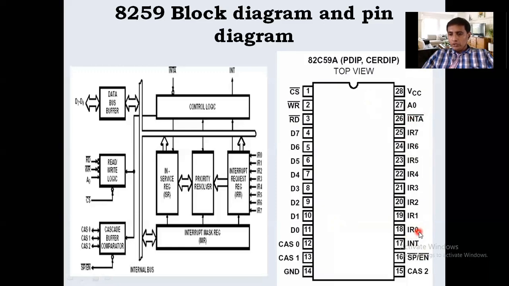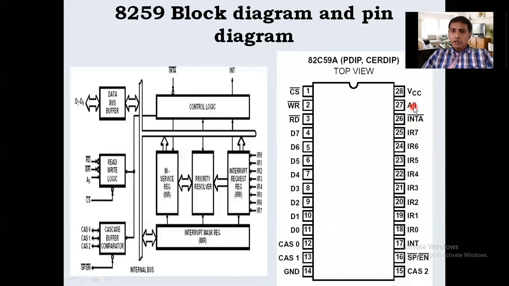Then IR0 to IR7. They are called interrupt request 0 to interrupt request 7. All are 8 interrupt request pins. With the help of IR0 to IR7, the master will receive requests from 8 slaves. For example, one slave also has an INT signal, right? The slave INT signal is connected to the master IR0 signal. Like that, all slaves are connected to the master via IR0 to IR7, in the case of cascade connection.